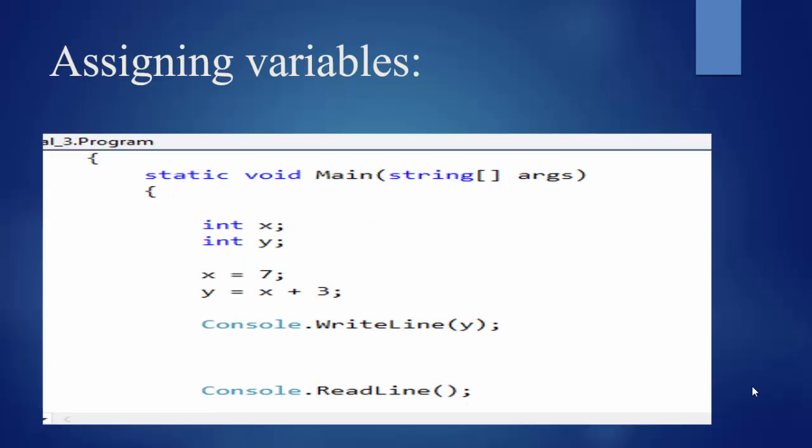Here we are assigning variables. X equals 7 and y equals x plus 3. The equal sign is an assignment operator. Also, if you notice the console.write line housing the y, we are setting the y value into the write line method, and once we run the application, the y value should print to screen.